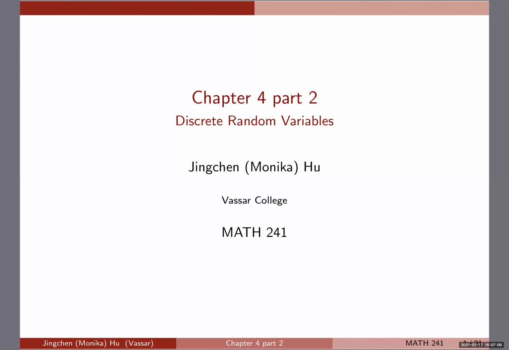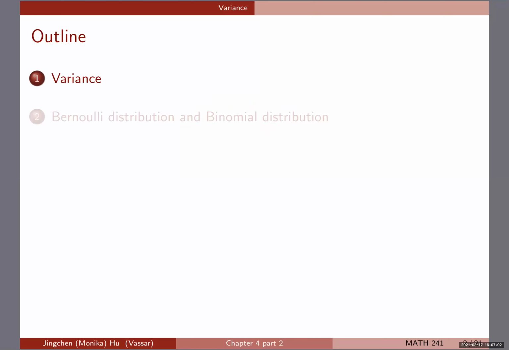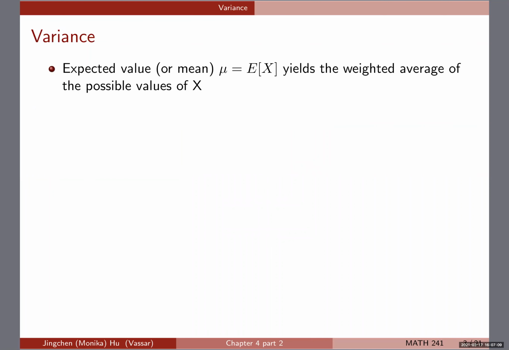Welcome to chapter 4, part 2. In this part, we're going to go over variance and then two particular discrete random variables and their distributions. So for variance, we're going to start with its definition.